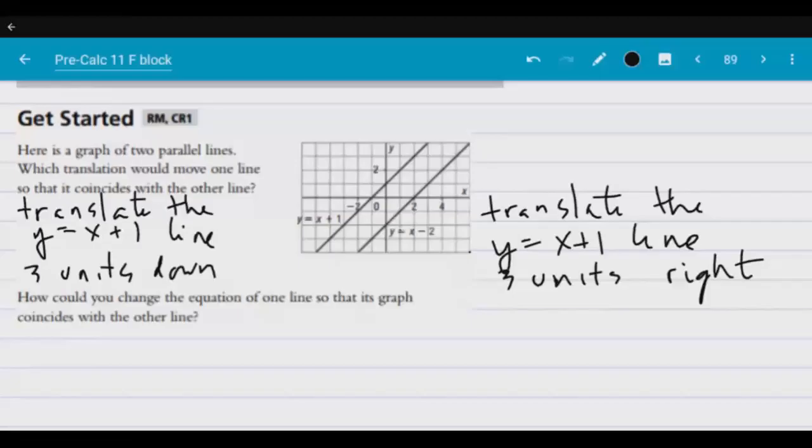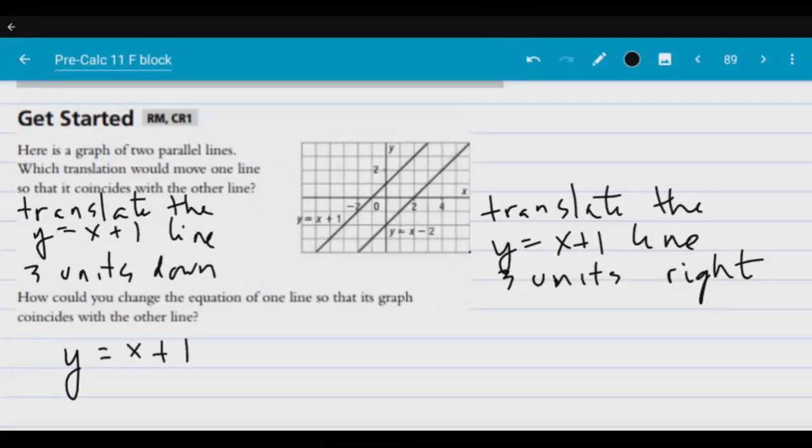Okay, here we go. Translate the y equals x plus 1 line 3 units to the right. That is what we saw. How can you change the equation of one line so that the graph coincides with the other line? We already saw what happened in the Desmos activity. You can subtract 3, or you can add 3, like here. So y equals x plus 1. What did we do?